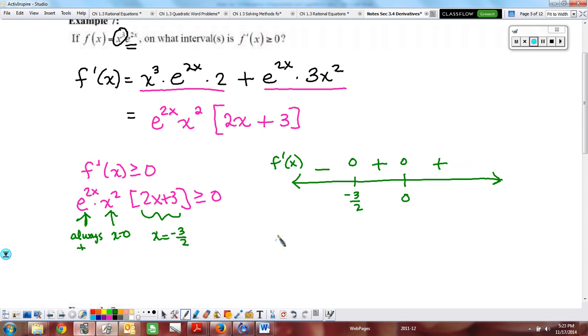So the answer to our question, f prime of x is greater than or equal to 0, for x on the intervals positive in between here, and it's greater than or equal to 0. So we're going to do bracket negative 3/2 to 0, and then 0. Actually, do I really need two of them? No, we don't need two of them because 0 is okay. So we want to go negative 3/2 to infinity, and then we're done with that problem.